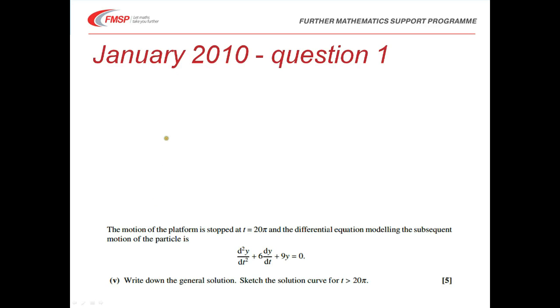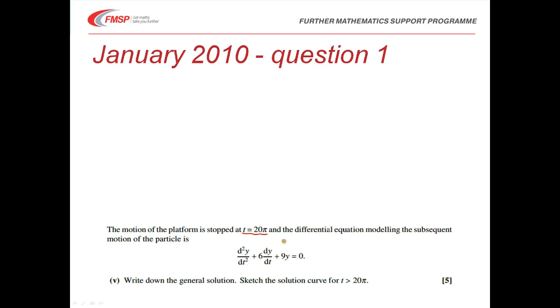And so to the last part of this question. 24 marks for this question, there's still 5 to go, but they're an easy 5 if you've kept your head through the whole of this. So what they're asking now is that the motion of the platform, this whole thing you're modelling, is stopped at t equals 20 pi, the thing you've just been worried about in part IV. So you just have some information from the previous part about what it starts off by doing at this point.